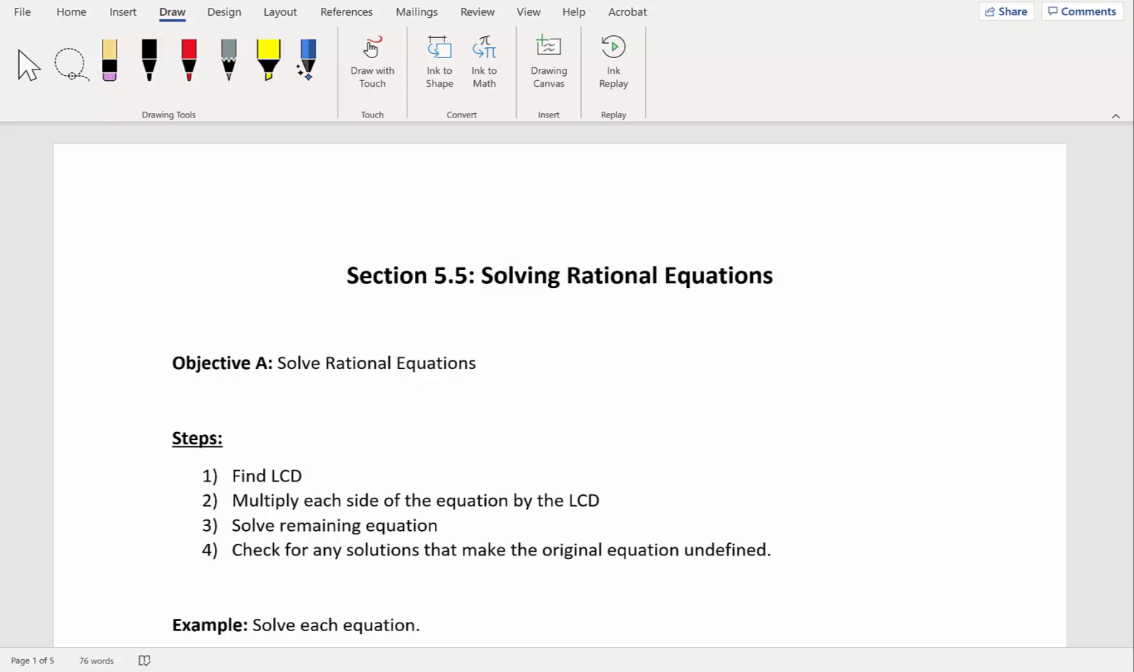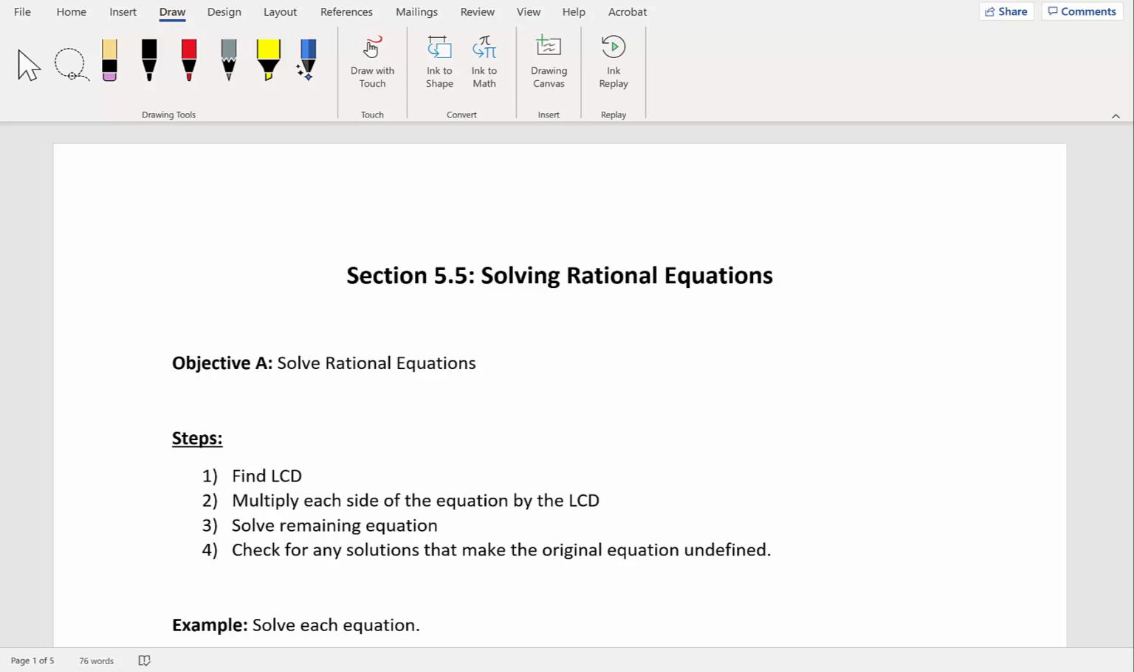First, you're going to find the LCD. Then you're going to multiply each side of the equation by the LCD. Then step 3, solve the remaining equation. So after step 2, when you multiply each side of the equation by the LCD, you won't have any more fractions in that equation. So then you'll solve that remaining equation.